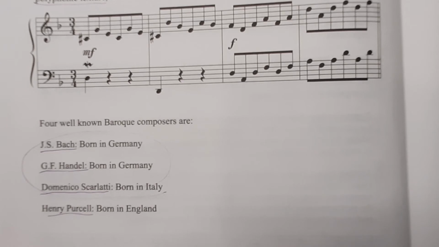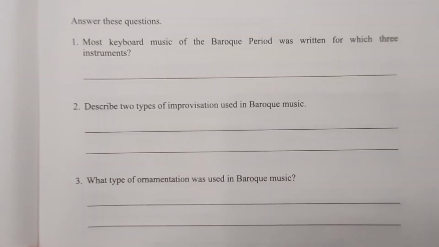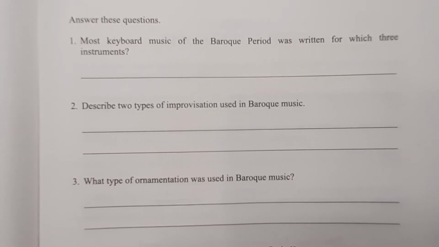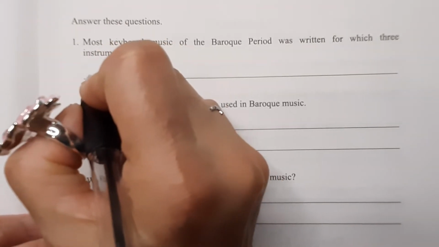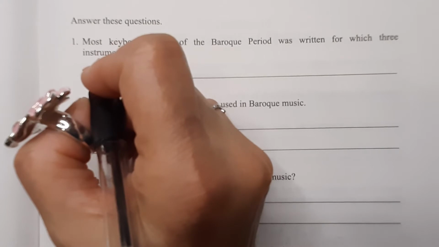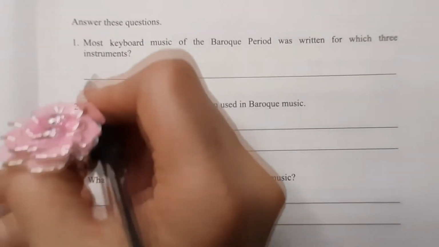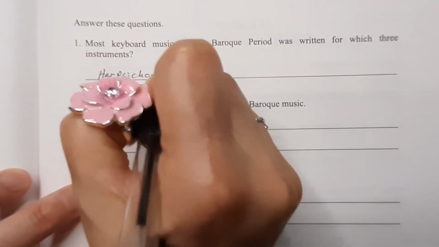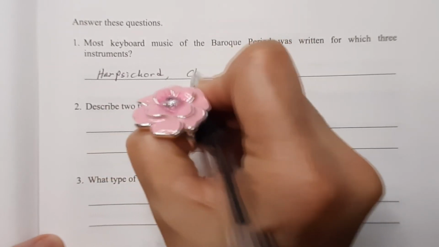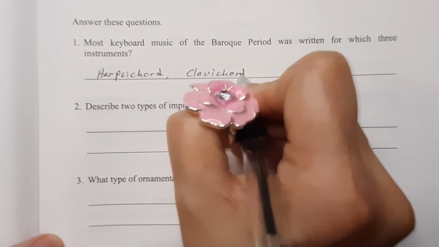All right, let's do some exercises from page 87. Answer these questions. Number 1: most keyboard music of the Baroque period was written for which three instruments? Remember, there's no piano at that time, right? So it was like the harpsichord. The answer is on page 86. Harpsichord, clavichord, or organ.